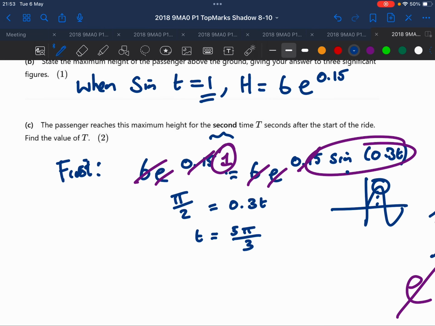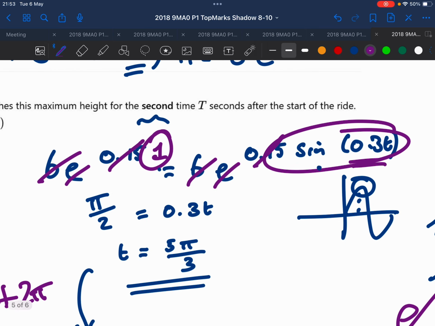And you might be thinking, well, why is that useful? Well, if I know the first time that it happens, and I know the wavelength of this, I can just add this on to the next one to find the next one. So I would normally add 2 pi, wouldn't I? Yeah, that's what I would normally add on. But because this has been stretched, it's not quite going to be 2 pi.